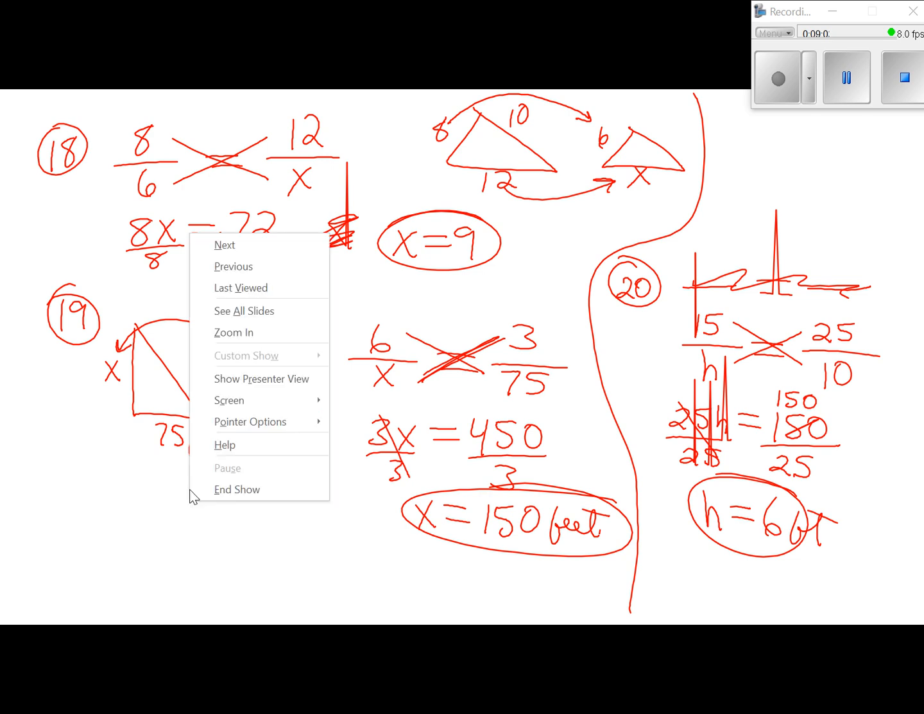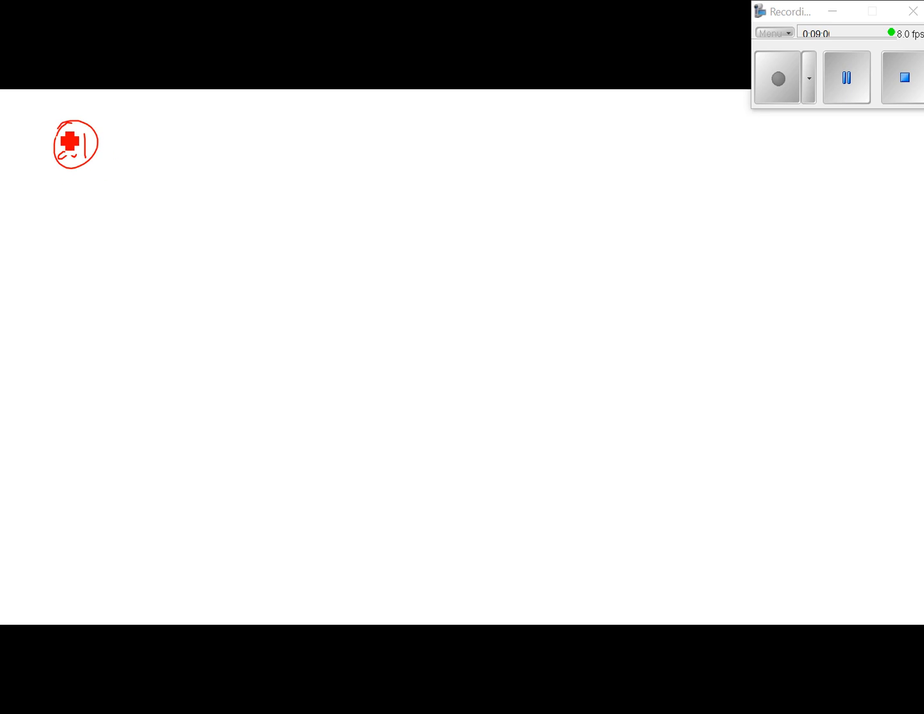Number 21. Same idea. You got the height of the person, that's 6. The height of the building is H. The shadow of the person is 13. The shadow of the building is 39. Again, this is one of them that if I look at this, I see that 39 is 3 times as big as 13. So that means this bottom number over here should be 3 times as big. So that would mean that the H, 3 times 6 is 18. The height of the building is 18 feet.